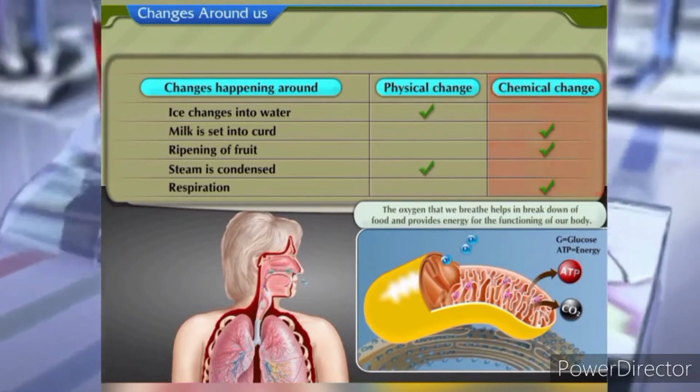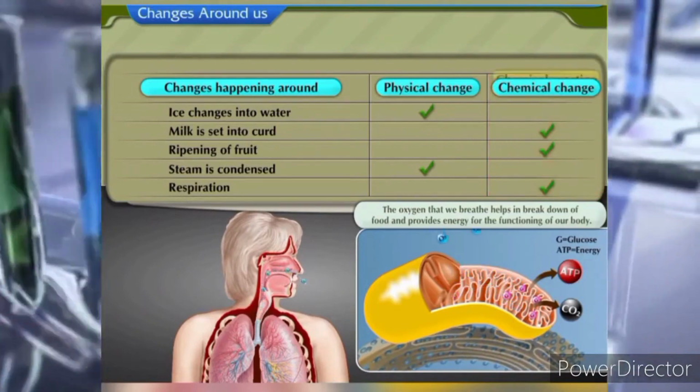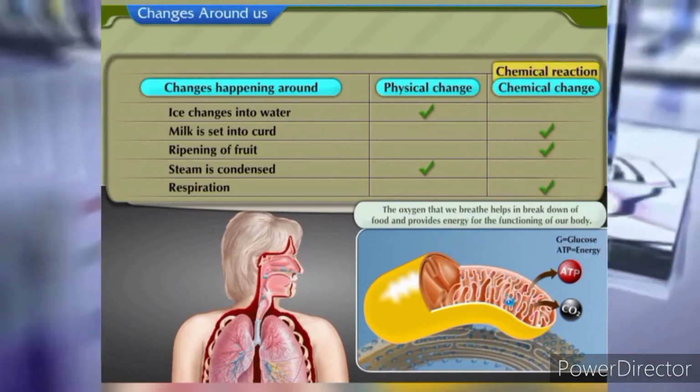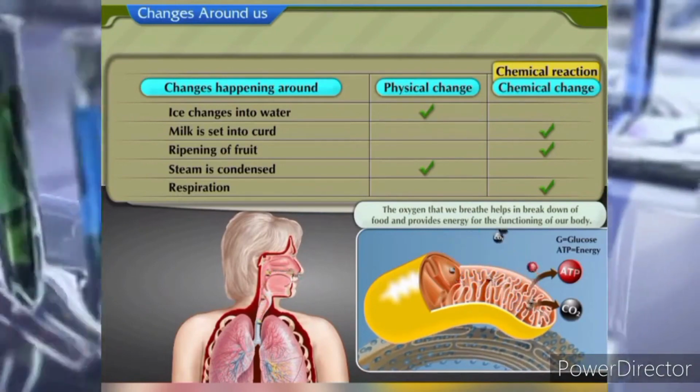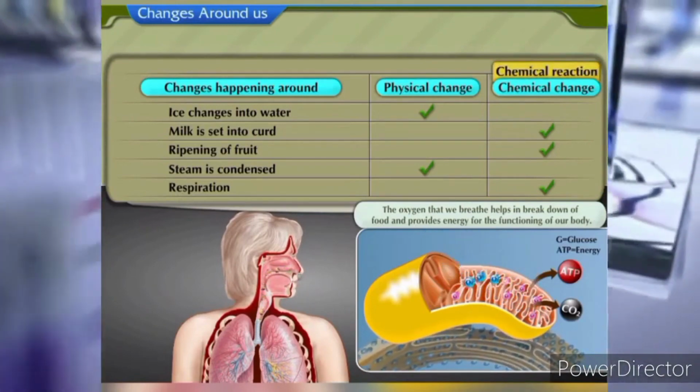Whenever a chemical change occurs, we say that a chemical reaction has taken place. Let us perform some activities to understand what is meant by a chemical reaction.